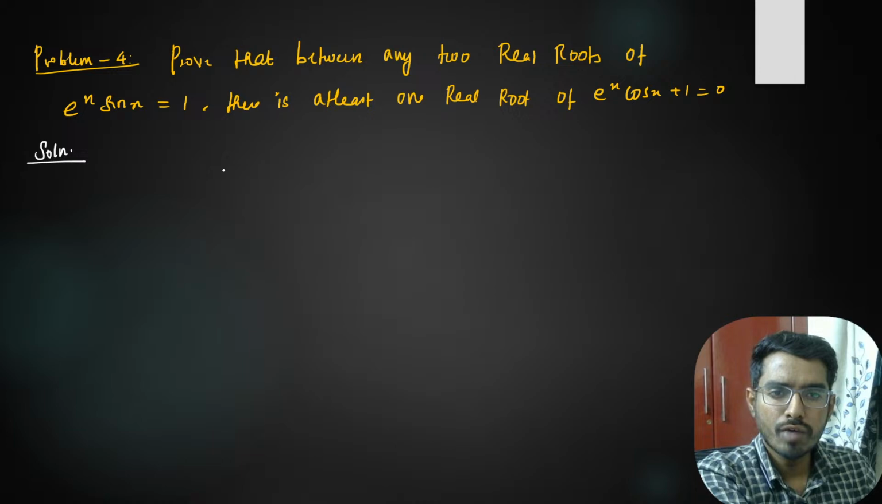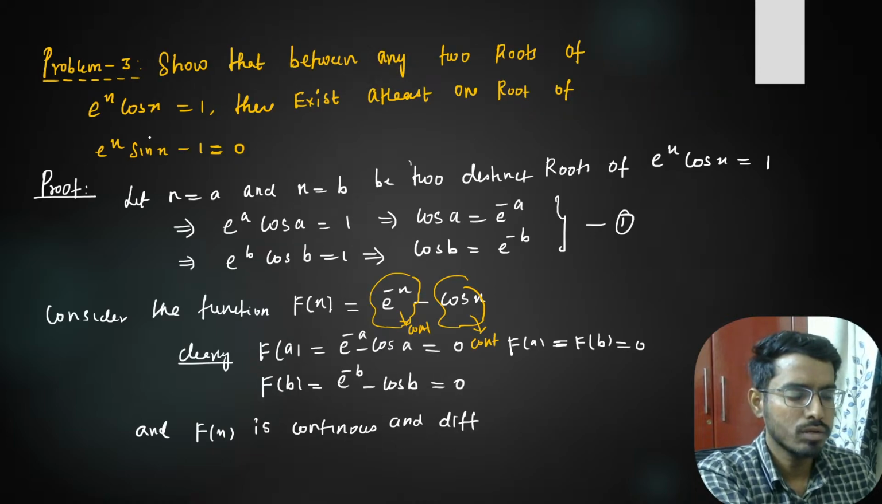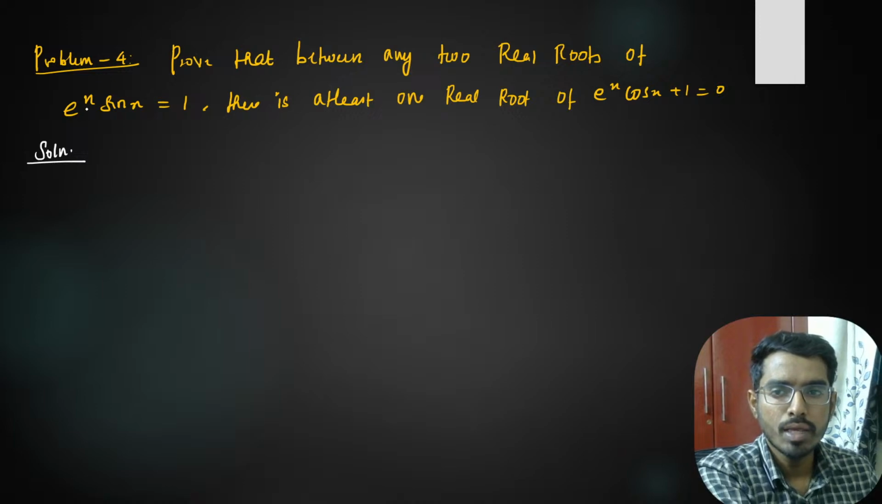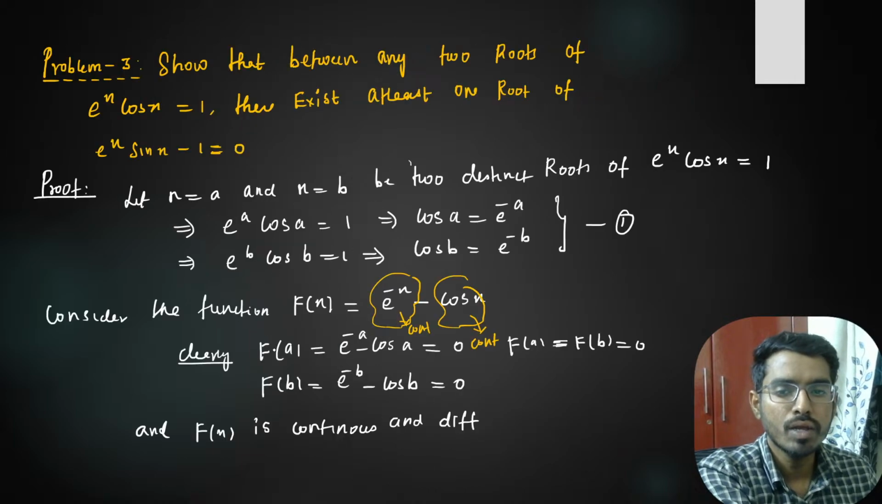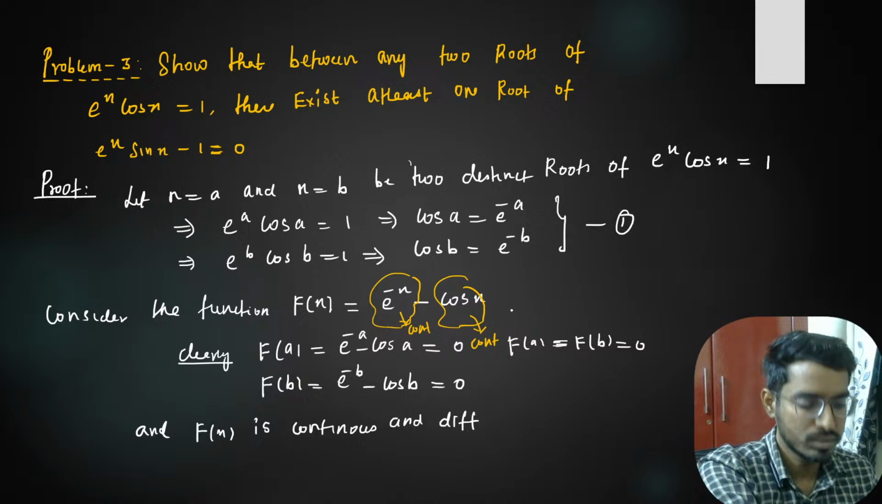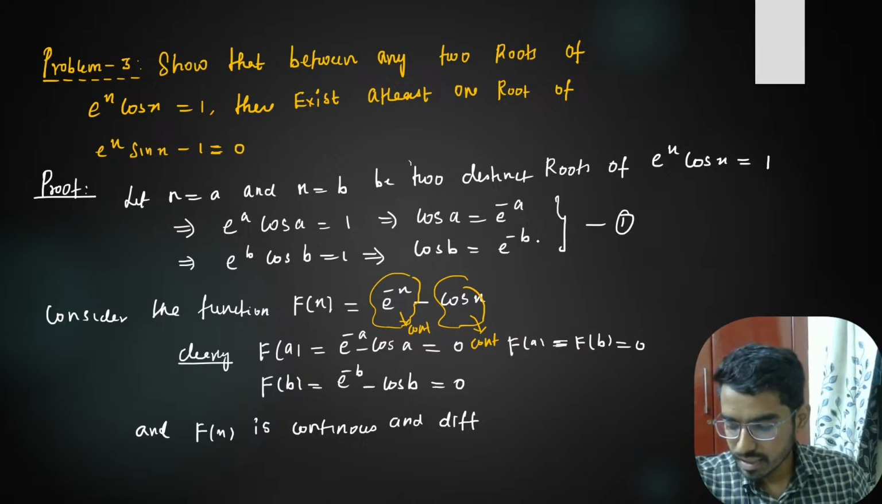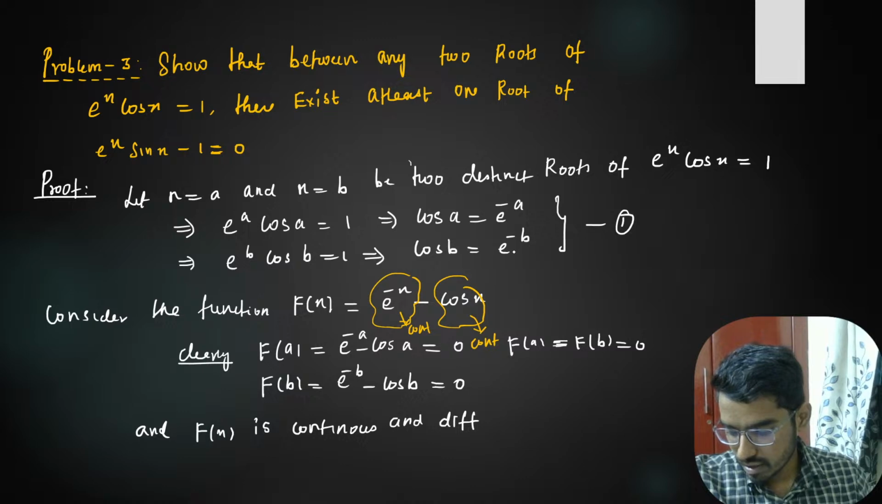You define your function capital F(x) as... Same thing, let x equal to a and x equal to b be two distinct roots of e^x sin x equal to 1. That means e^a sin a is 1, e^b sin b is 1. That means sin a is e^(-a), sin b is e^(-b). Call this equation number 1. Define capital F(x) as e^(-x) - sin x. So instead of cos x, you define it as minus sin x, right?